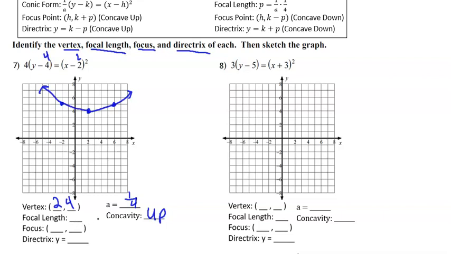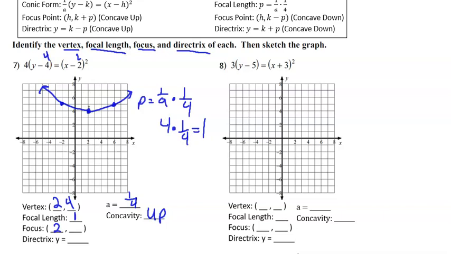The focal length, P, would equal 1 over a times 1/4. 1 over a is 4. 4 times 1/4 would equal 1. So your focal length is 1. Your focus for quadratics will always be your h value, which is 2, comma, either k plus your focal length or k minus your focal length.